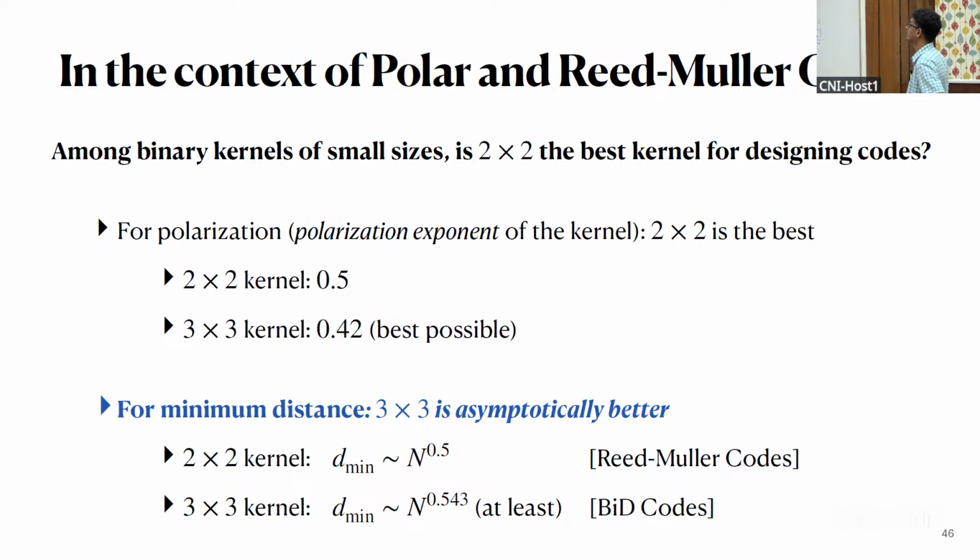If you want to construct codes based on small binary kernels, then which kernel will you choose? If you are talking about polar codes, the choice is pretty straightforward. You go and choose 2x2 kernels because that has the best polarization exponent. How fast does polarization happen? It happens fastest for 2x2 among small kernels. 3x3 is not good enough. But if you talk about minimum distance, then 3x3 is better. That's what our result shows. For 2x2, minimum distance grows like square root n. For 3x3, it grows a little faster asymptotically.